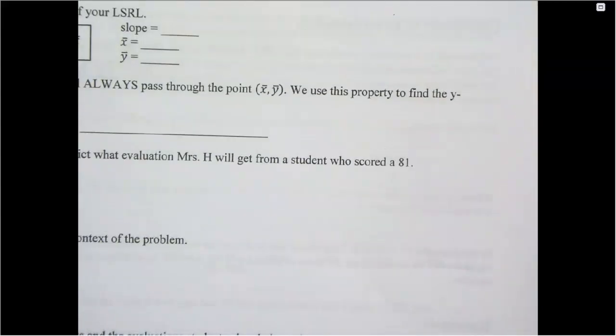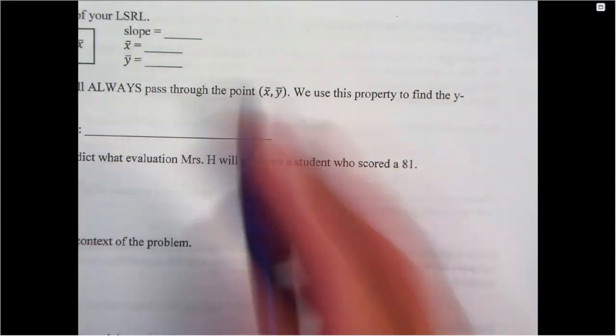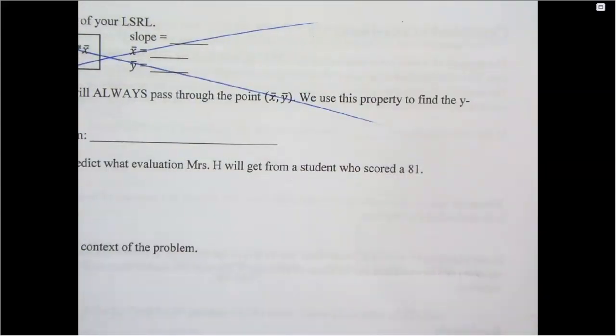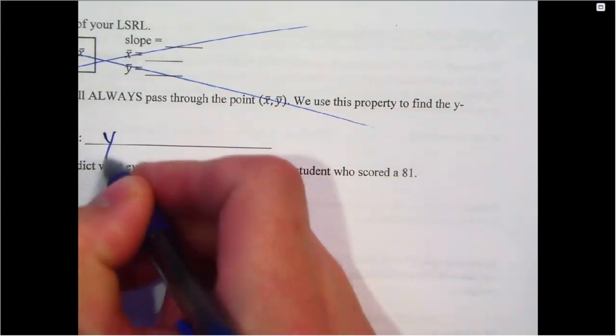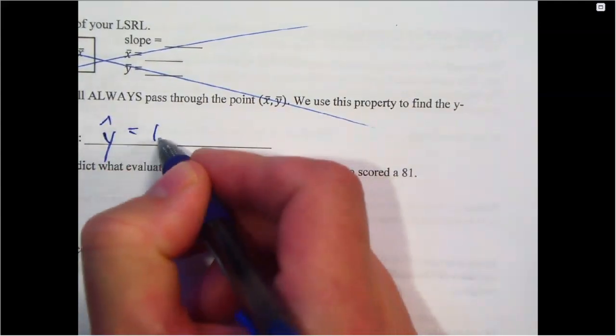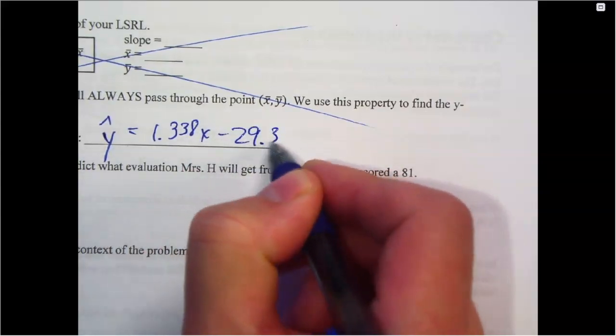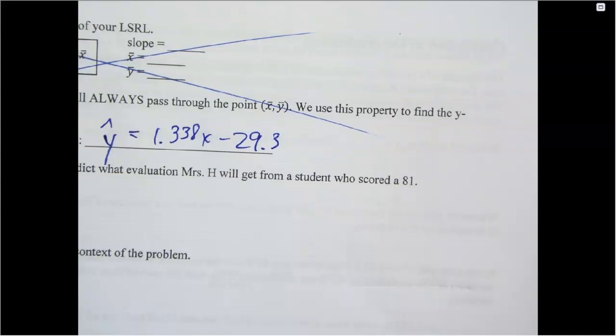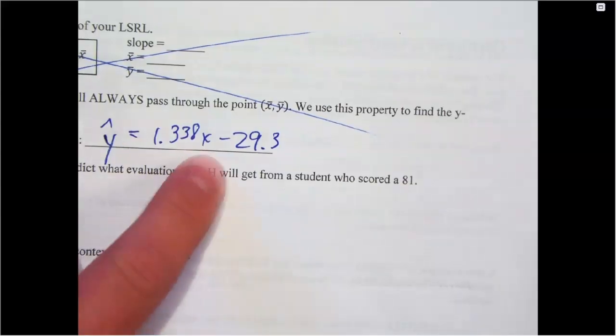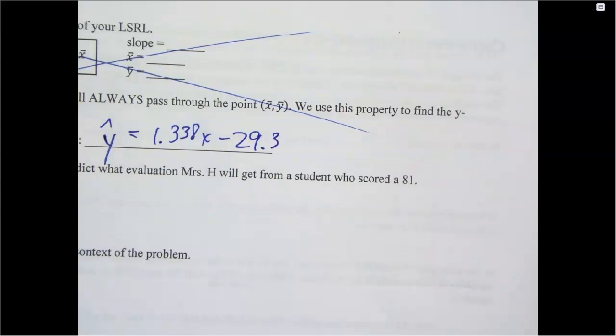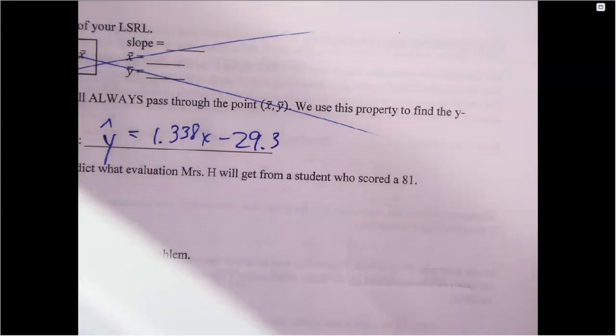So we have our equation. I've already forgotten what it was. So we're going to skip, don't worry about step 3. We're skipping that. We used our calculator instead. So our equation is y hat equals 1.338x minus 29.3. Is that a good equation? Is that a complete, thorough equation? Not, because I have no idea what x and y are. And I legitimately don't. I just started typing those numbers. So I'm going back to look at what x and y actually are.